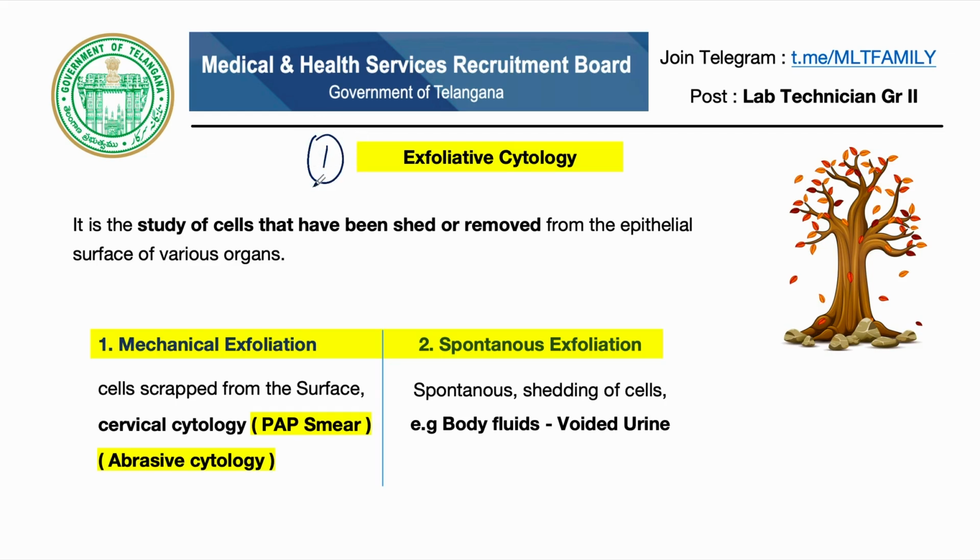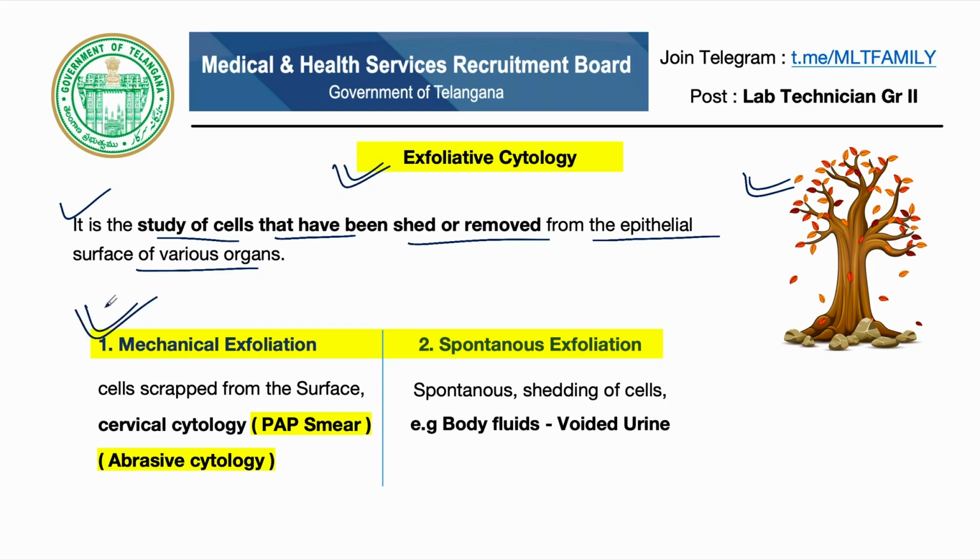The term exfoliative means the study of cells that have been shed or removed from the epithelial lining or epithelial surface. तो बेसिकली कोई भी ल्यूमन है, कोई भी लाइनिंग है, उसकी जो एपिथेलियल लेयर है वो शेड होती रहती है. So just like trees in the autumn season shed their old leaves, similarly our body cavities or organs also shed some cells. ठीक है, so we are using those cells in exfoliative cytology. Now there are two kinds of exfoliation. One is mechanical exfoliation and the other is spontaneous exfoliation.